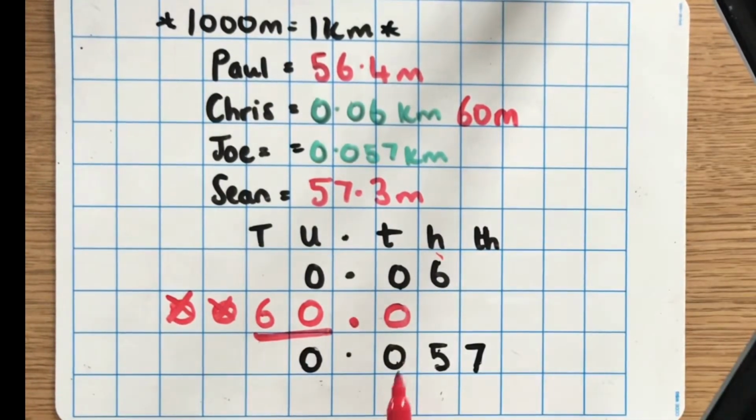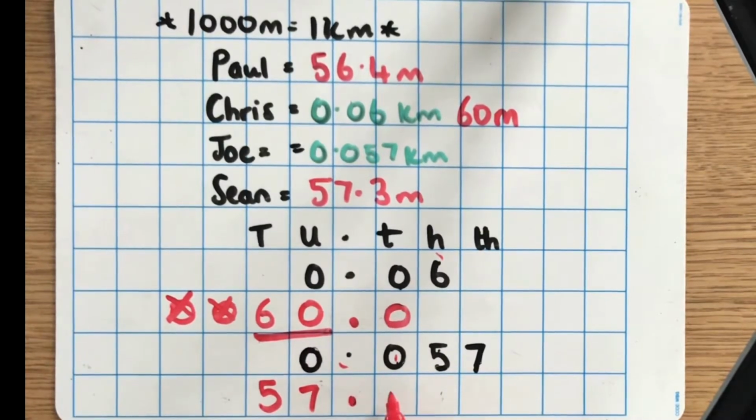Have a look at Joe's distance, 0.057 kilometres. We're going to multiply that by 1,000. I'm going to do this one slightly differently. We've got these 2 zeros here. Because we're moving 3 places, I'm just going to leave those and start with the 5. We go 1, 2, 3, and pop our 5 in here. The 7 is going to move 1, 2, 3 places. A quick point there: the decimal point is not a place, so you're not going 1, 2, 3. Your 7's not going in here. It's going from the thousandths to the hundredths to the tenths into the units.